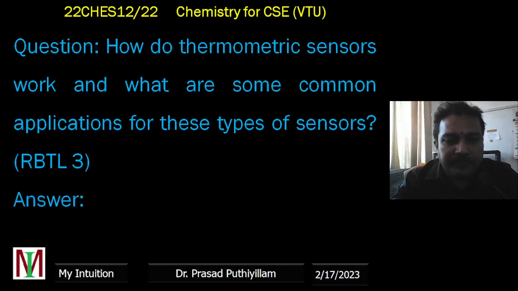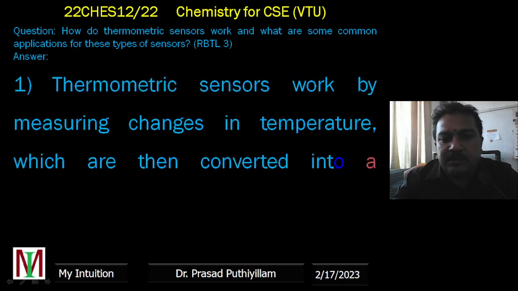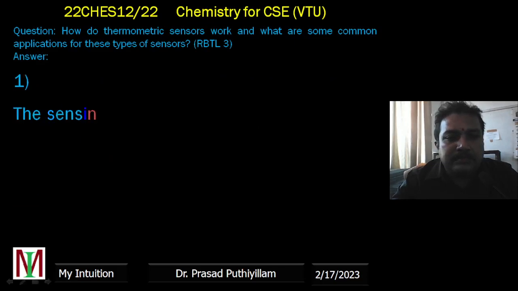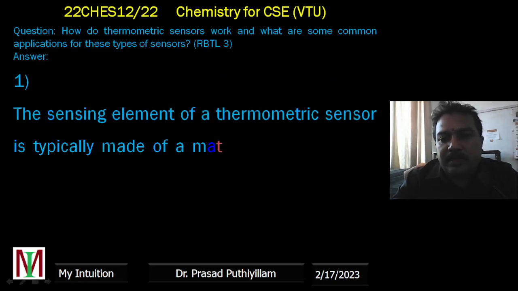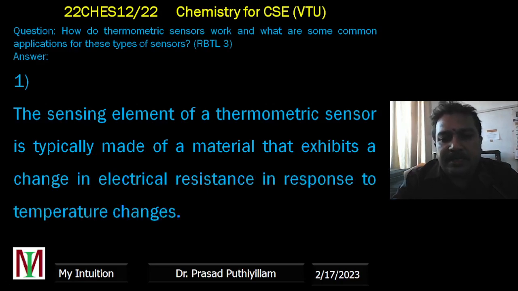Question: how do thermometric sensors work and what are some common applications of these types of sensors? This is RBT level 3. Thermometric sensors work by measuring changes in temperature, which are then converted into a corresponding electrical signal. The sensing element of a thermometric sensor is typically made of a material that exhibits a change in electrical resistance in response to temperature changes.